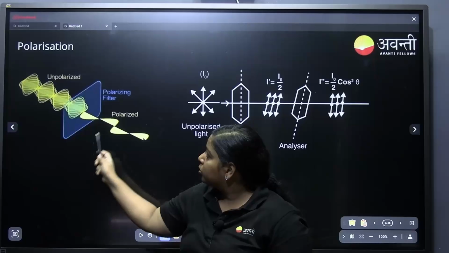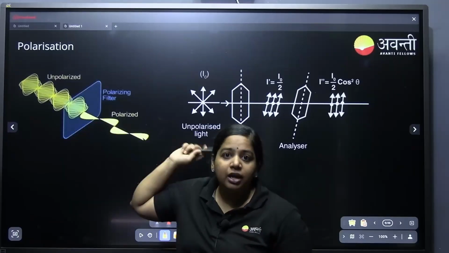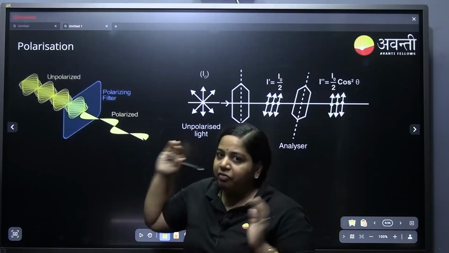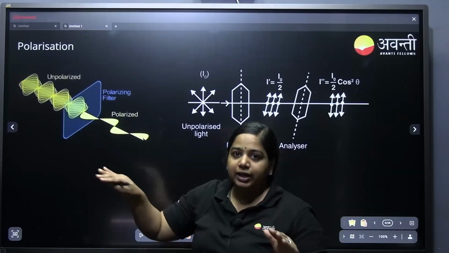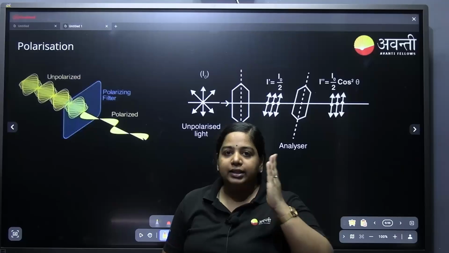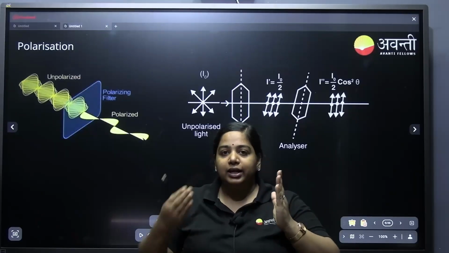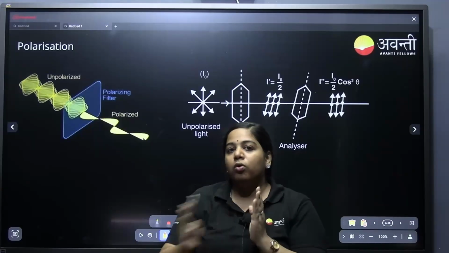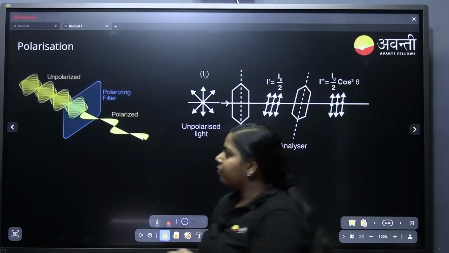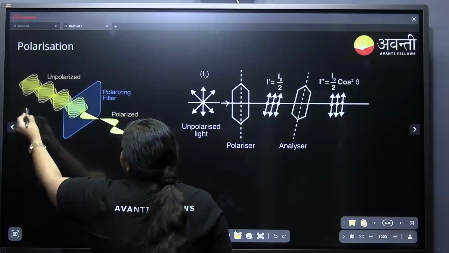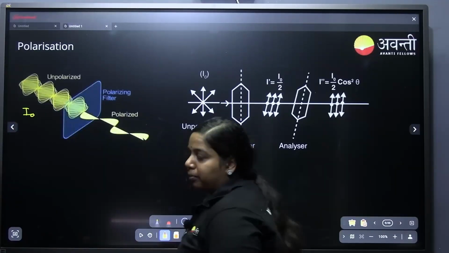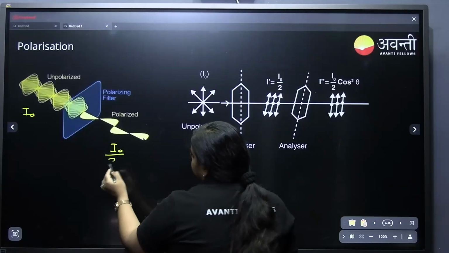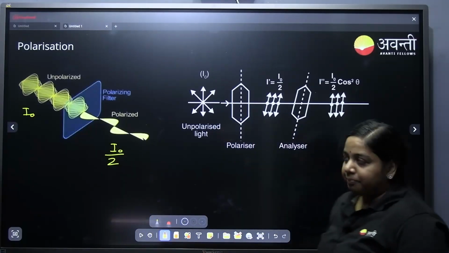When we pass it through a filter, that is called a polarizer, we confine the oscillation to only one direction. So this is a filter which will only let light oscillating in this direction pass through it. All the others will be blocked. Let's say intensity I naught was coming initially. After going through the polarizer, the intensity will be I naught by 2 only.